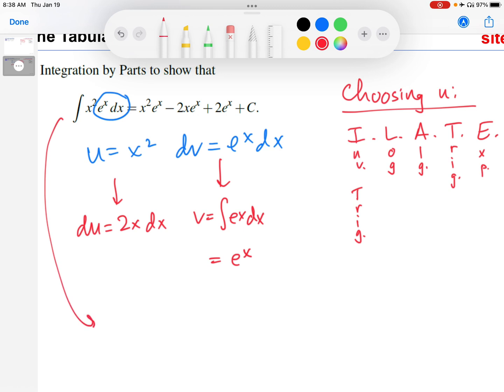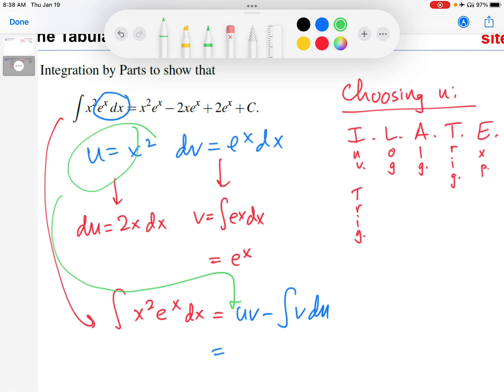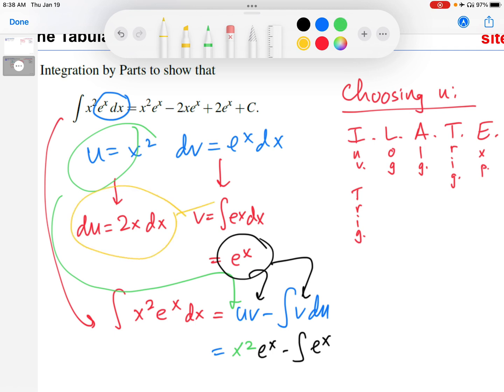Then let's write out what integration by parts says I would get. Remember the integration by parts formula, uv minus the integral of v du. So I need u, which goes there, that's x squared. Then I need v, that's e to the x, which goes there. Minus the integral of v, again e to the x, and then du is over here, so that is times 2x dx.